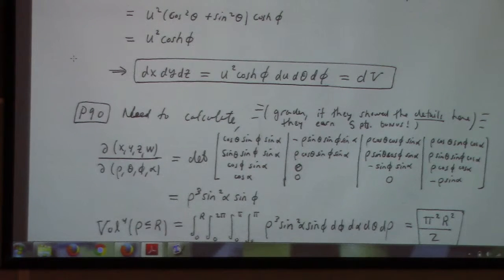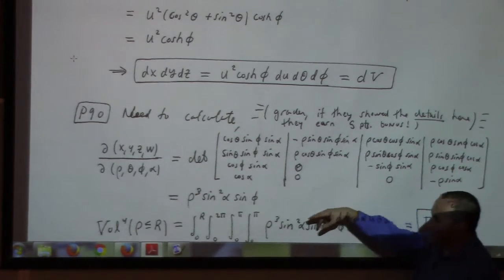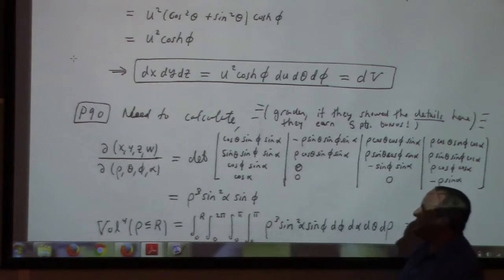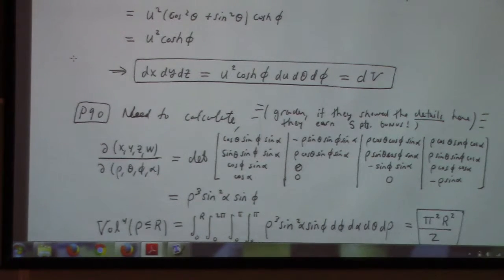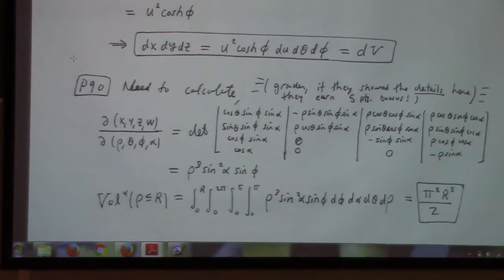That's what I got. So many hours doing that. Yes, in fact, pi squared r squared over 2 is the hypervolume. I have not recently worked this out. I'm tired, you guys. I'm sorry, but it does work out to rho cubed sine squared alpha sine phi. Anyway, that's pretty much it for the homework solution here.